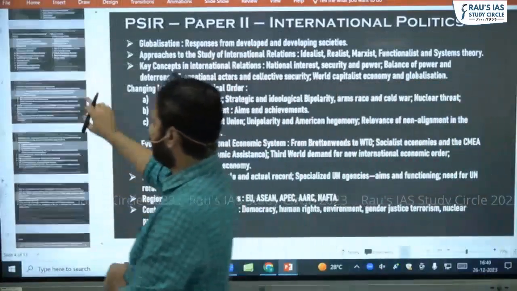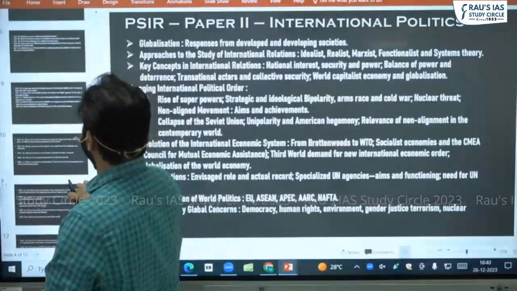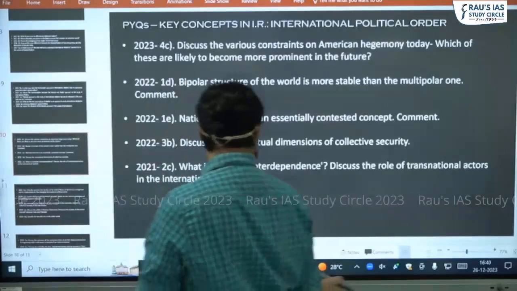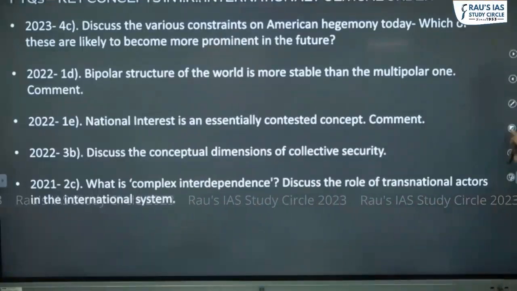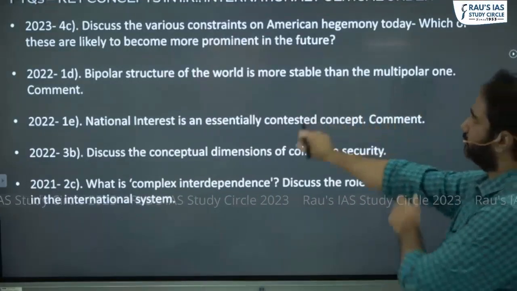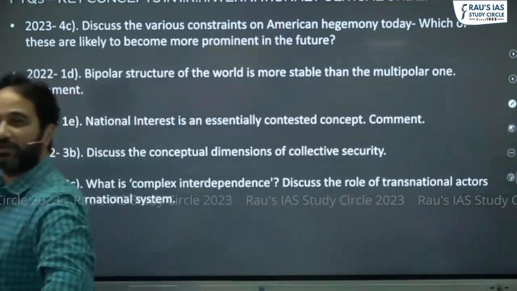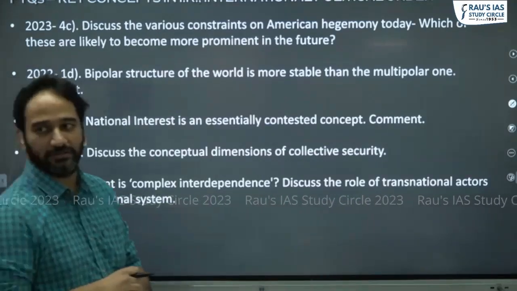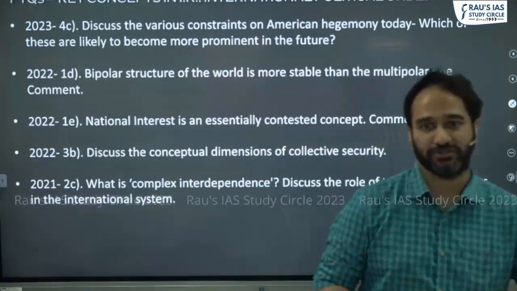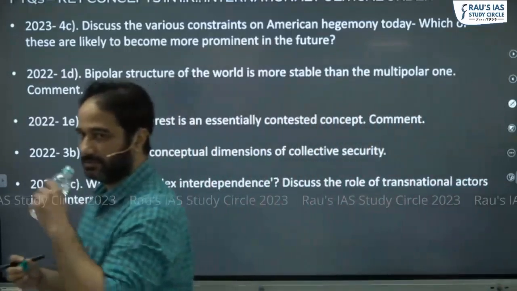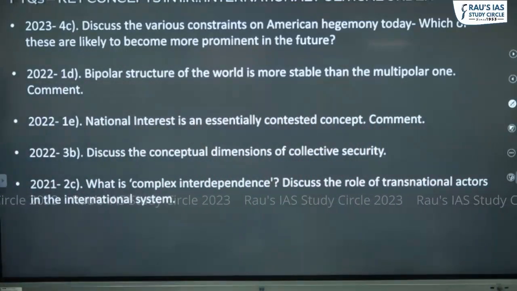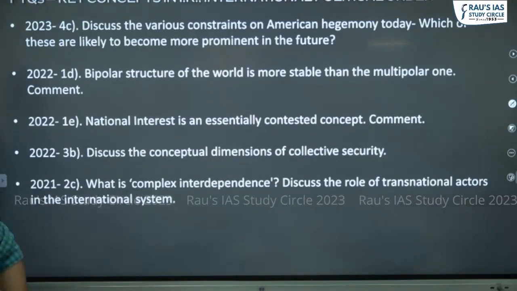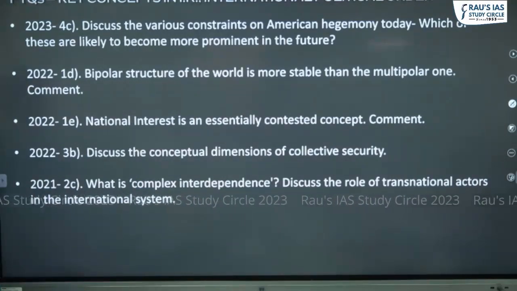So we'll discuss all the PYQs. What are the various constraints on American hegemony today? Which of these are likely to become more prominent in the future? How would you start the introduction?